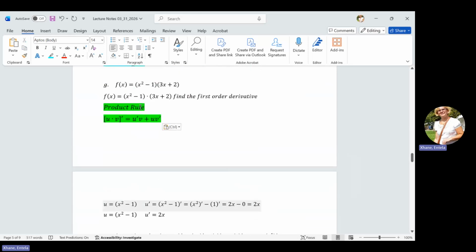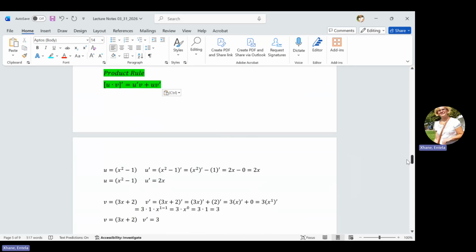My function u is x squared minus 1. And then the derivative of it is going to be the derivative of x squared minus the derivative of 1. The derivative of x squared is 2x, and the derivative of 1 is a constant, is 0, so that's 2x. So if the function u is x squared minus 1, function u prime is going to be 2x. Function v, we differentiate 3x plus 2. So that means we distribute the derivative to the derivative of 3x plus the derivative of 2. Derivative of 2 is 0.